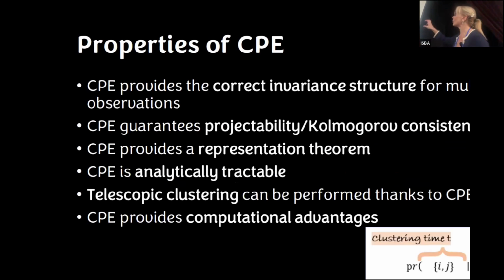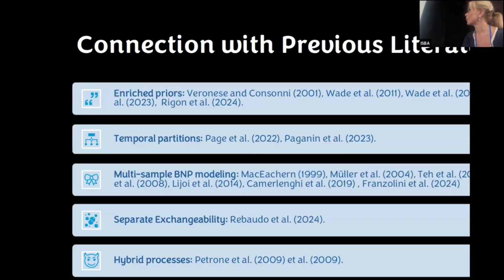I'm not going to go through all the theoretical details, but conditional partial exchangeability has nice theoretical properties, and it guarantees Kolmogorov consistency, can lead to some quite good computational schemes, and gives us what we want: the probability that two individuals are clustered together at layer 2 is higher if they were clustered together at layer 1 than if they were not, which is exactly what we wanted.